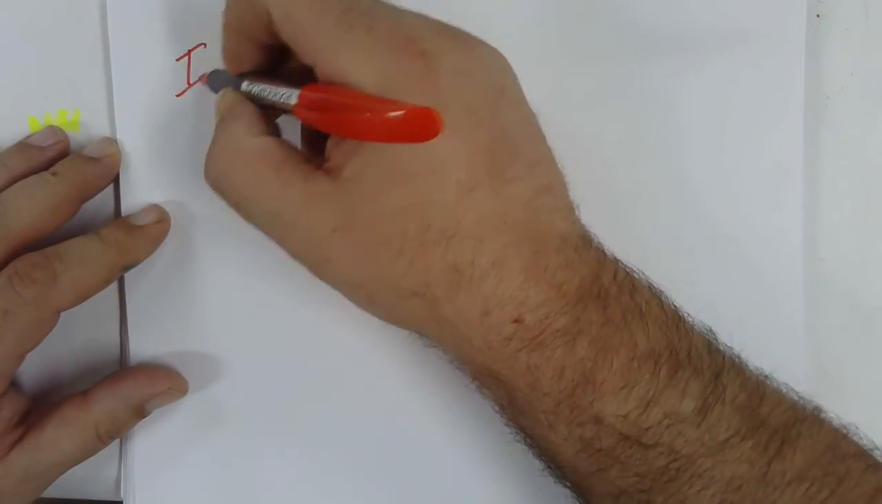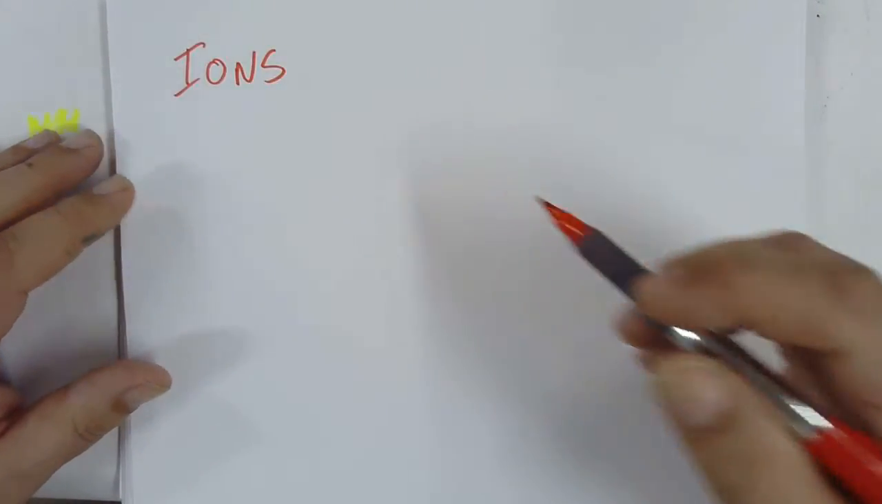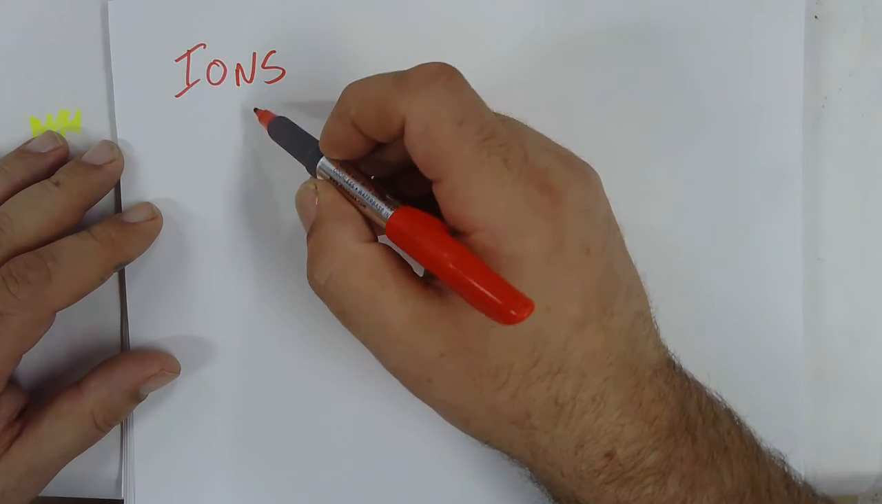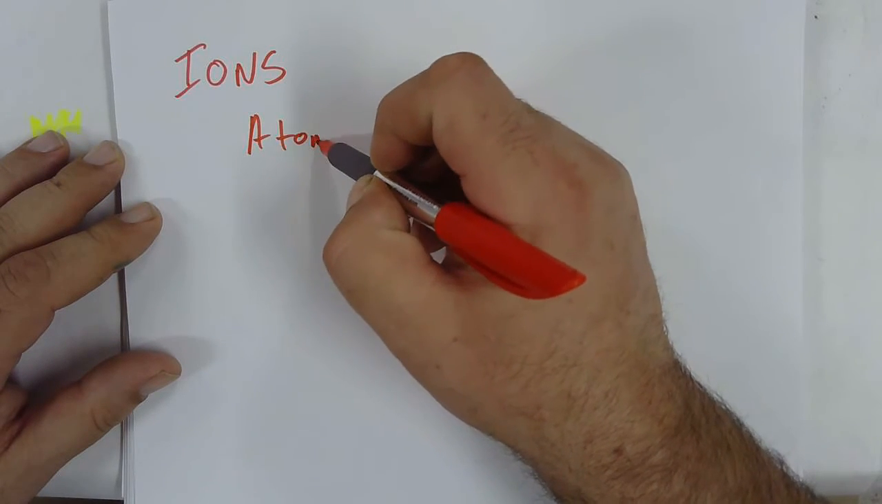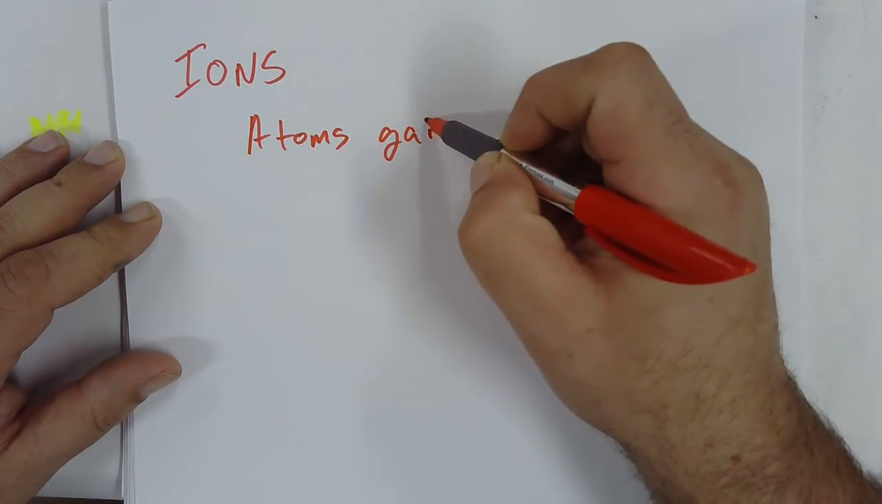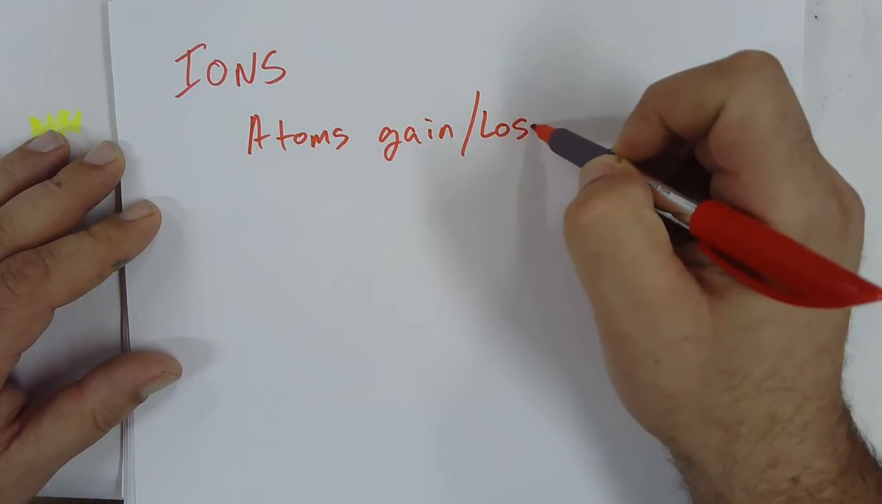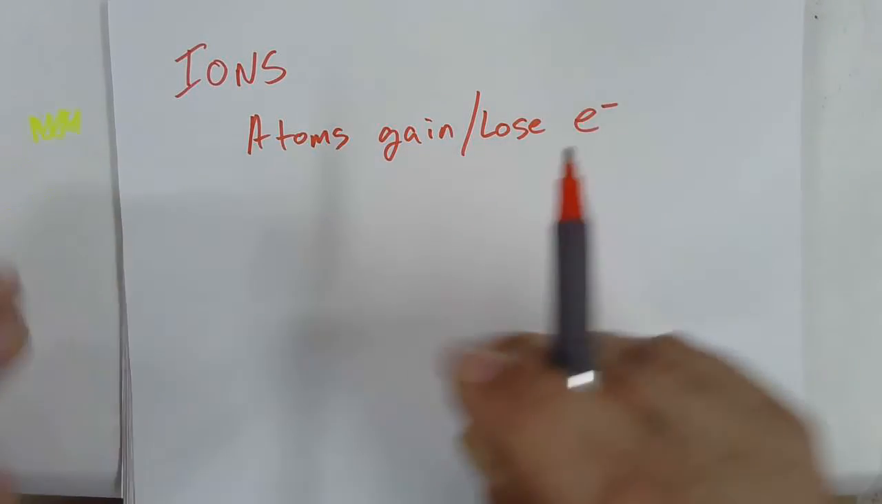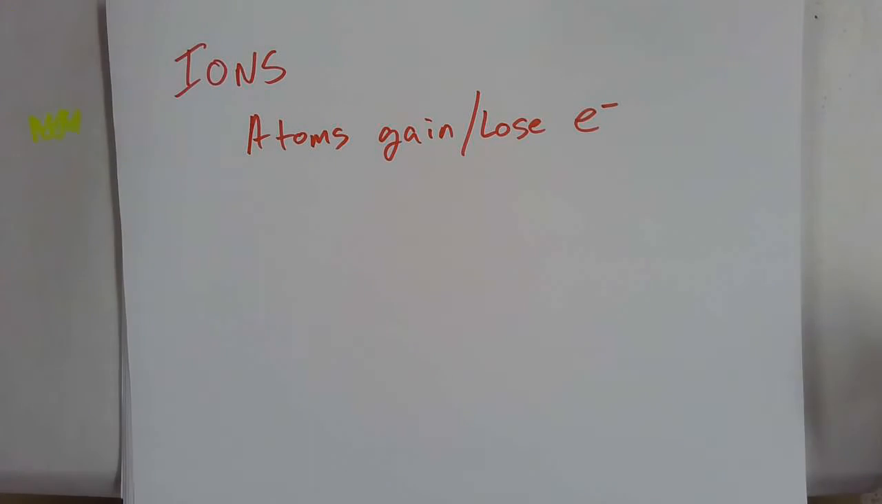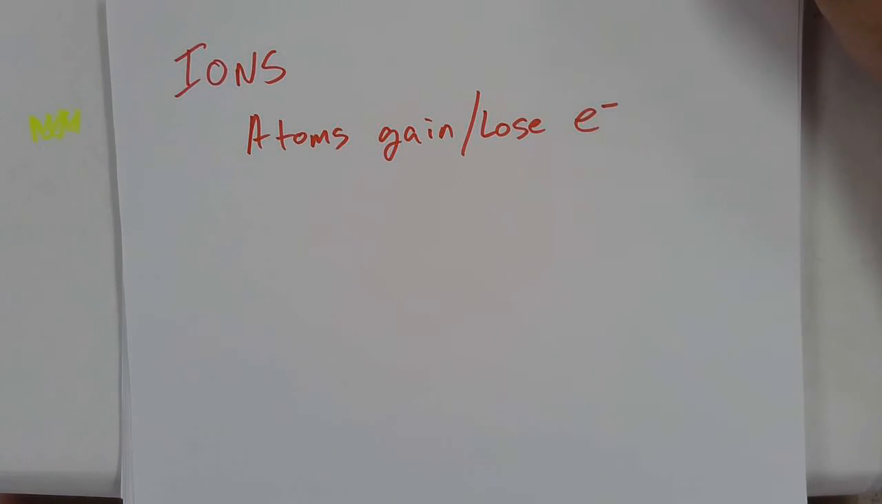All right. Last thing we need to talk about, ions. Very important. Atoms gain or lose electrons. Notice, I am not saying anything about protons. We're not gaining or losing protons. It has nothing to do with neutrons. Nothing to do with neutrons. Everybody with me on this?